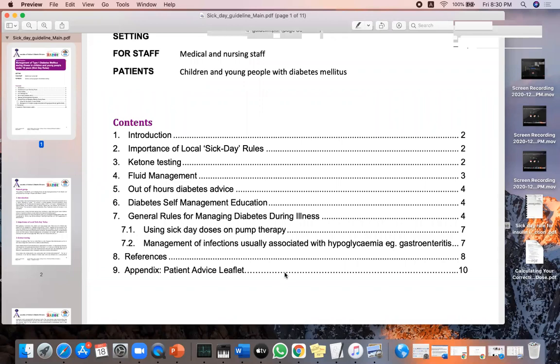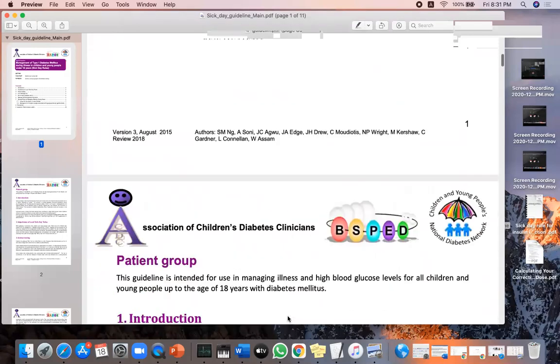The content is: introduction, importance of the sick day rule, ketone monitoring, fluid management, how you monitor glucose and ketones, the 24-hour out-of-hours service, self-management education, management of diabetes in illness, how you give sick day doses in a pump, management of infection with hypoglycemia like gastroenteritis, and the patient advice leaflet. This is a very important leaflet.